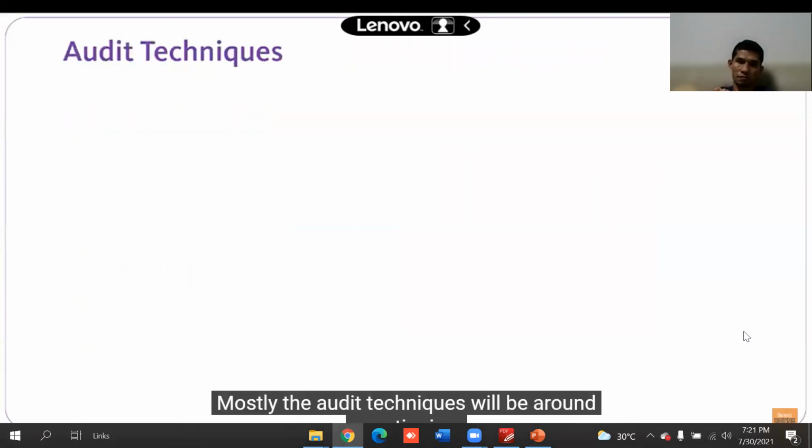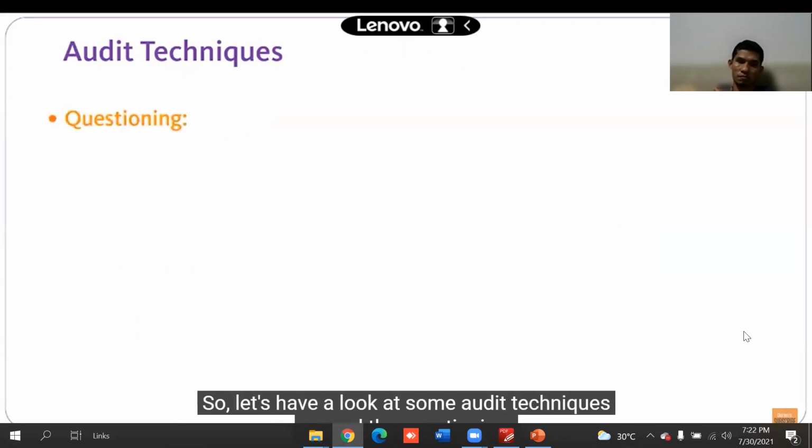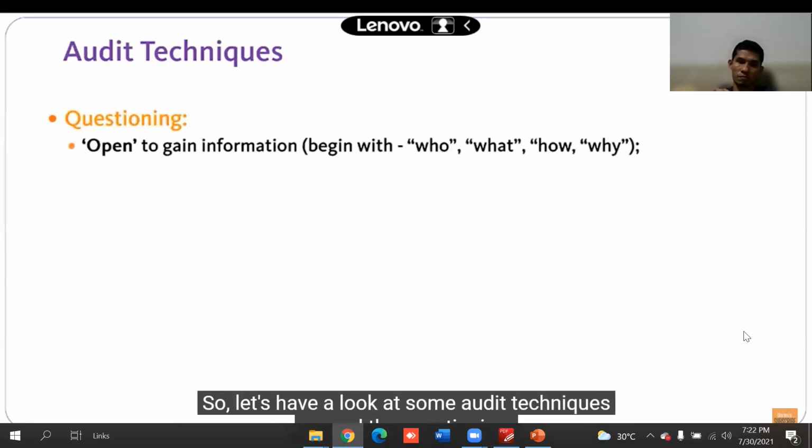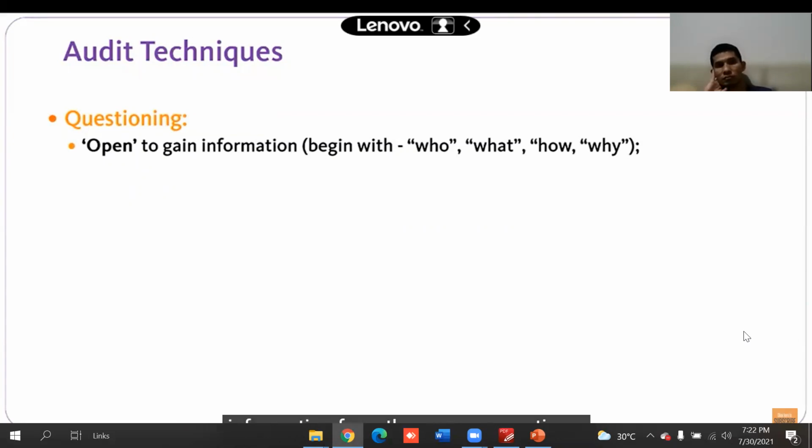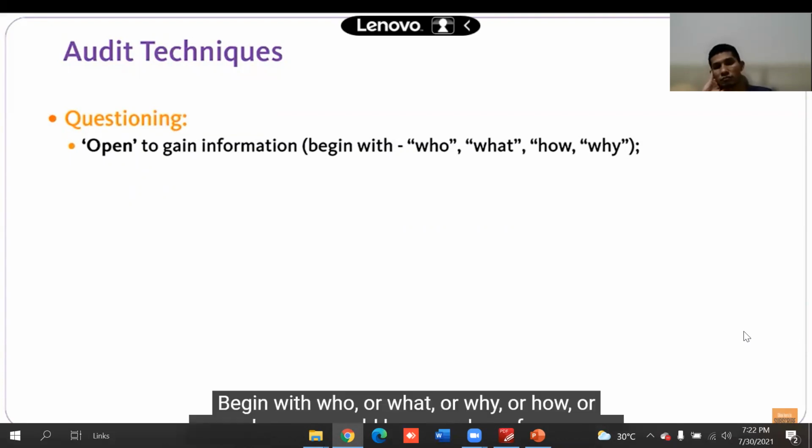So mostly the audit techniques will be around questioning. So let's have a look at some audit techniques around the questioning. So the first type of questioning is open questions, asking the auditee open questions and getting information from those open questions. So begin with who or what or why or how, or even show me could be a good one for an open question.